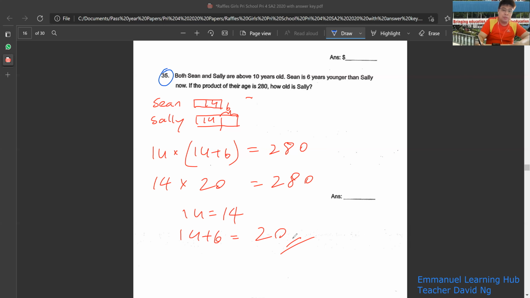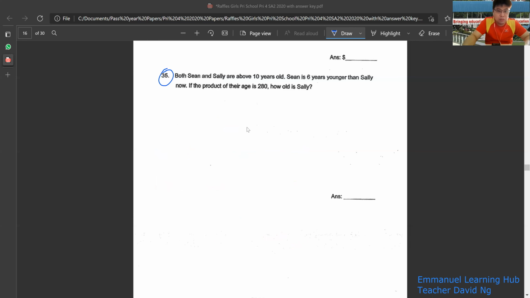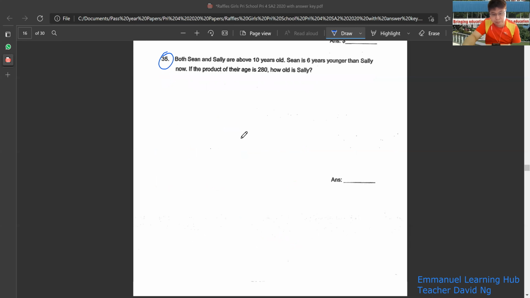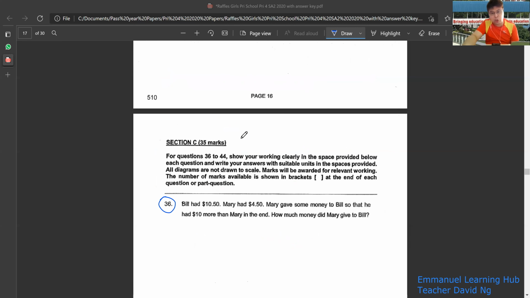Okay. Do you know what to do on this question? Yes. Basically, your multiplication timetable must be at your fingertips, even for 14 timetable. If not, you'll struggle during exam.